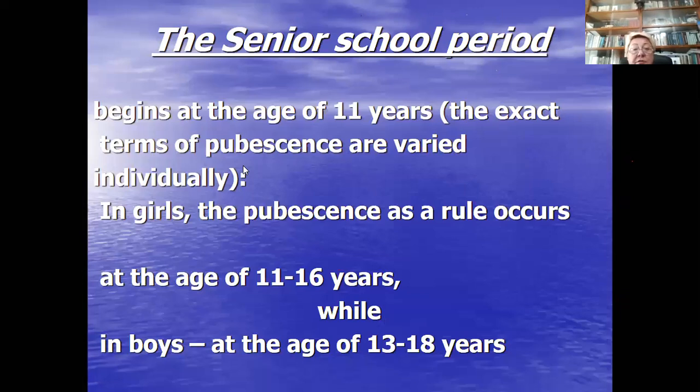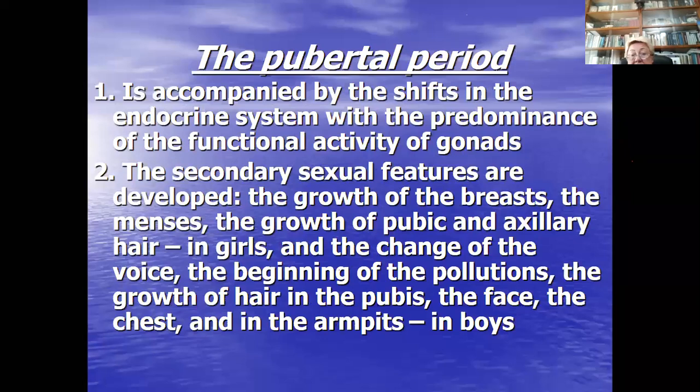The last period, the senior school period, begins at the age of 11, but the exact terms of pubescence vary individually. In girls, pubescence as a rule occurs at the age of 11-16, in some girls from 9 years, while in boys at the age of 11-13 till 18-20 years. The pubertal period is accompanied by a shift in the endocrine system with predominance of the functional activity of gonads.